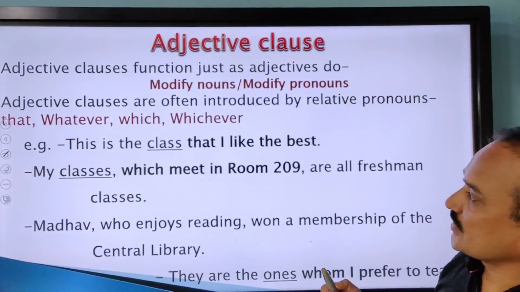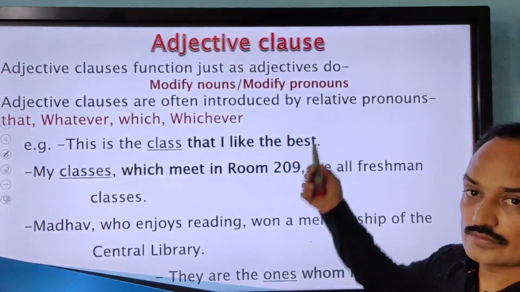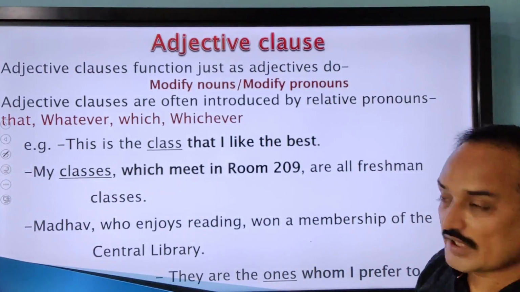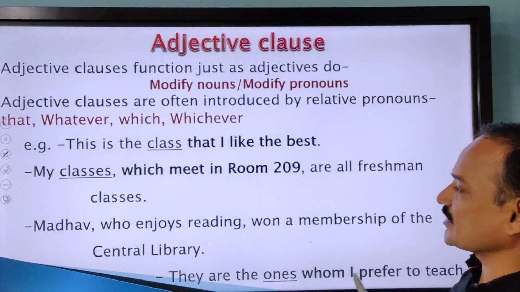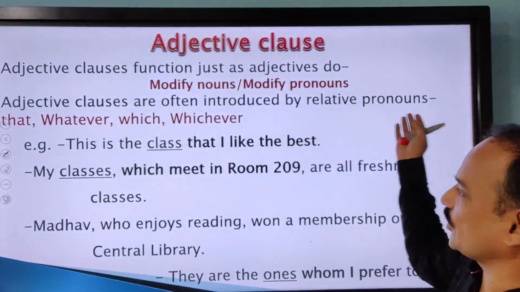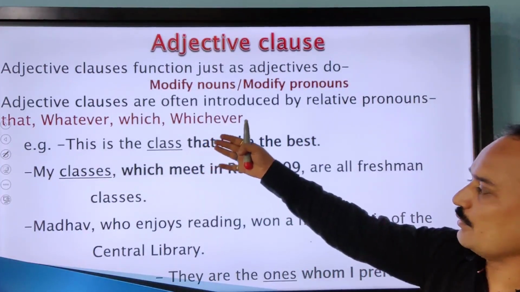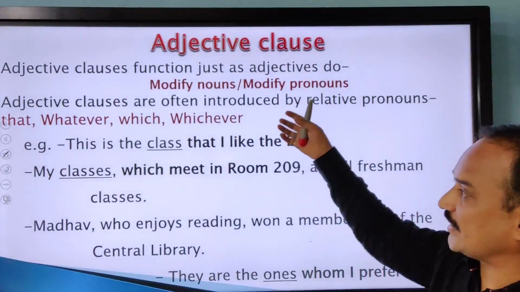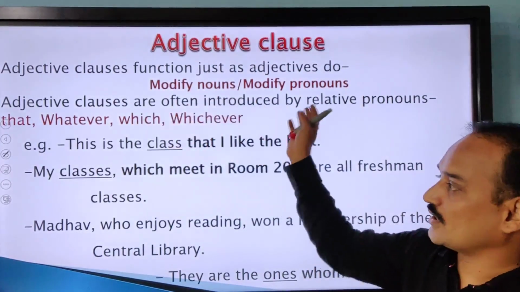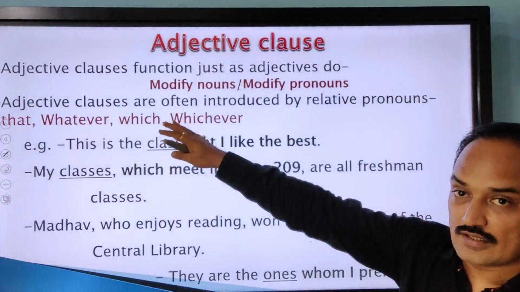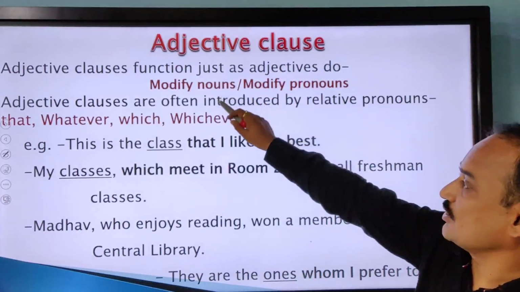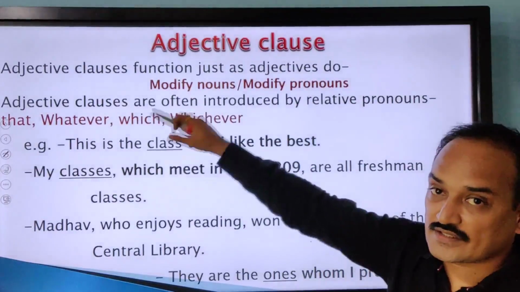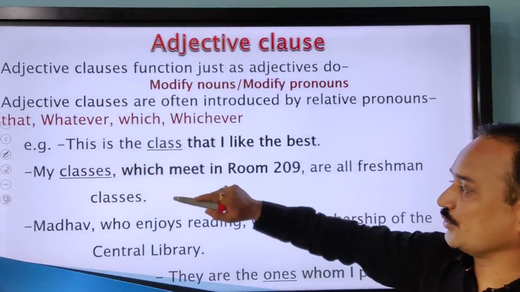Next one is the adjective clause. Adjective clauses function as adjectives. What is an adjective? The way an adjective modifies a noun or pronoun, in that same way an adjective clause is also often introduced by relative pronouns, that is, that, whatever, which, whichever. The clause that modifies the main clause, that is, modifies the noun. That is the work of an adjective.